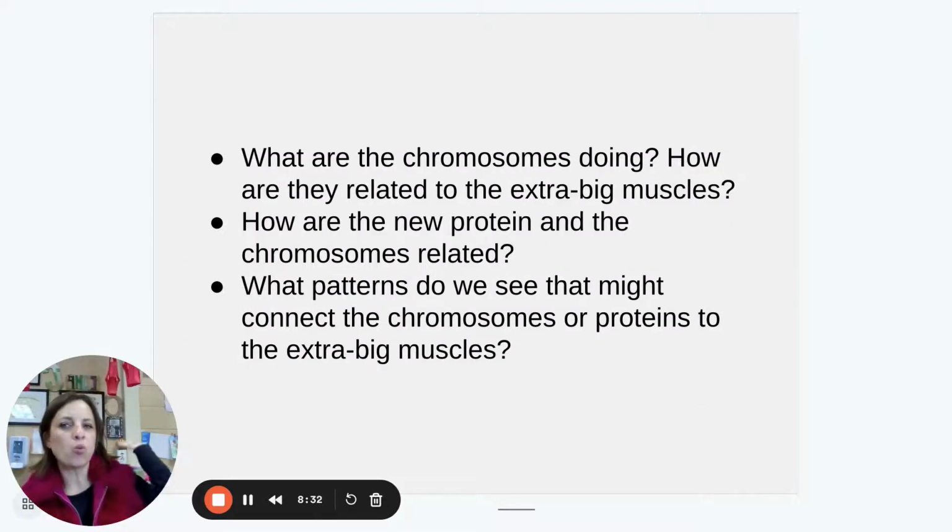We're trying to answer, what are the chromosomes doing? How are they related to those extra big muscles? We're trying to answer, how are the new protein and the chromosomes related? Like, what's that connection there? And we're trying to answer, what patterns do we see that might connect the chromosomes or proteins to extra big muscles? Those are our goals, okay?